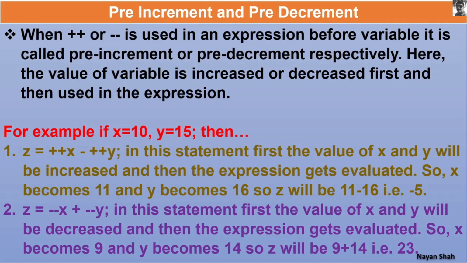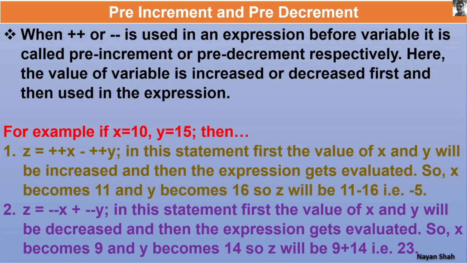For example, if variable x is equal to 10 and variable y is equal to 15, then writing z is equal to plus plus x minus plus plus y. Here the increment operator is used before the variable name, so it is called pre-increment. And when it is pre-increment, the value of the variable is increased first and then it is used. So first x will become 11, y will become 16, and then it will do 11 minus 16, so the answer would be minus 5.